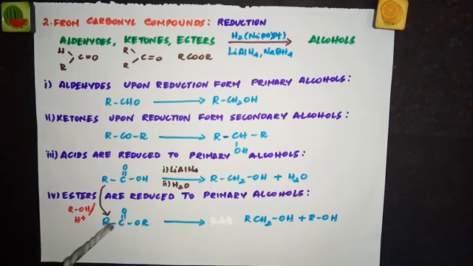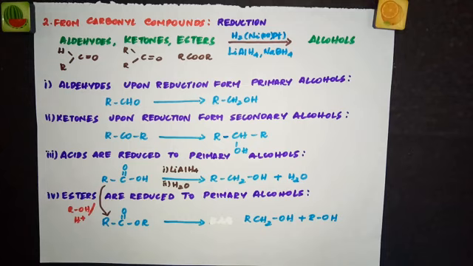So alcohol to acid, and acid to ester, and then from ester to alcohols. So this is how we prepare alcohols from carbonyl compounds like aldehydes, ketones, esters, and acids by reducing them using proper reducing agents.